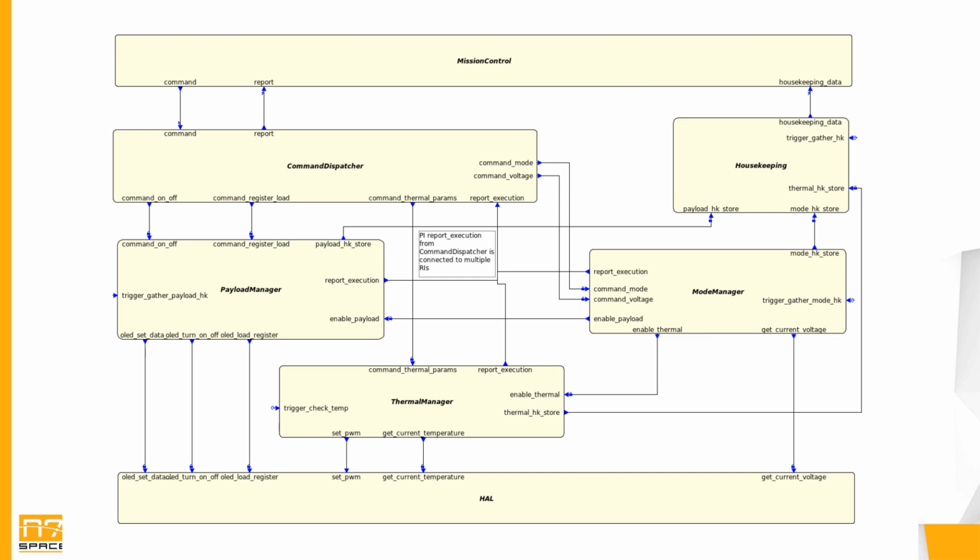Mode manager function manages high-level modes of the system such as safe, idle, and operational. Payload manager function manages the payload. Thermal manager function provides the thermal control. Housekeeping function produces housekeeping telemetry. And finally, HAL function abstracts the low-level access to the MSP430 hardware and peripherals. All the functions are connected through multiple synchronous and asynchronous interfaces.